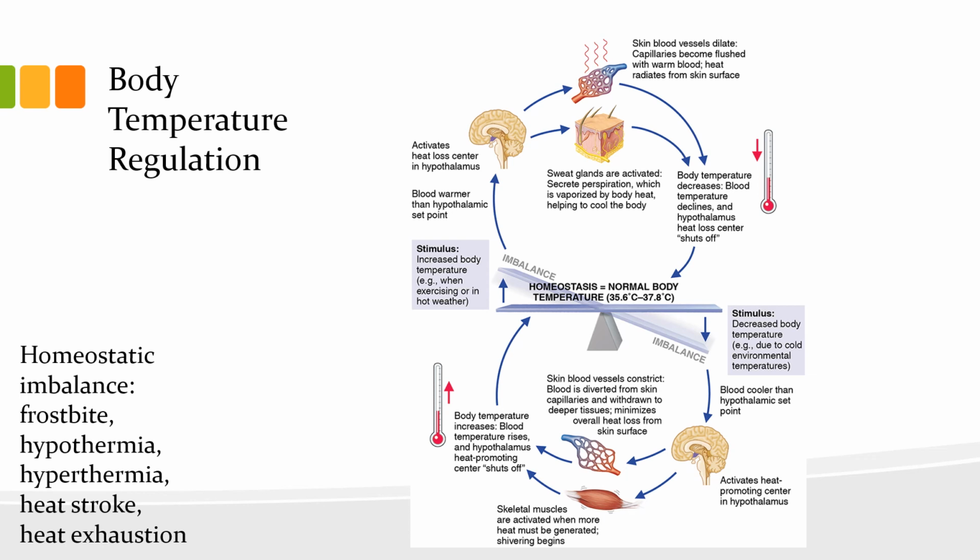Hyperthermia, high body temperature, so basically the polar opposite of hypothermia. Heat stroke, the failure of the heat regulating ability of an individual under heat stress. It can be fatal unless rapid corrective measures are taken immediately, so things like immersion in cool water, administration of fluids. And then heat exhaustion is collapse, so the actual collapse due to overheating, especially during or after physical activity.